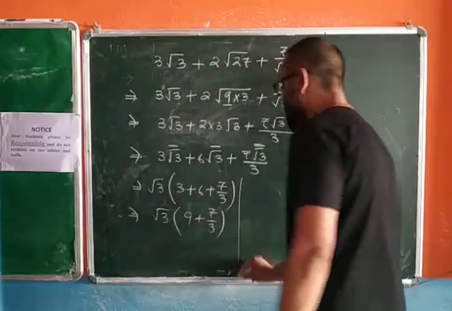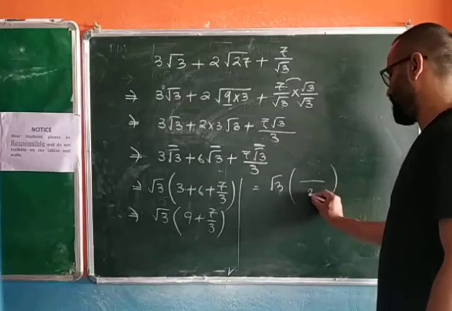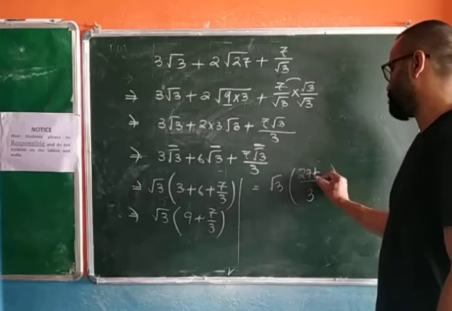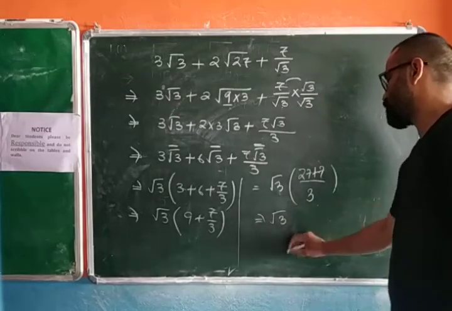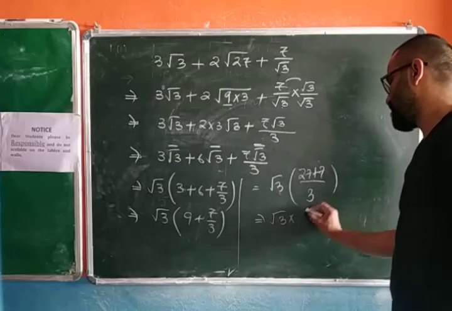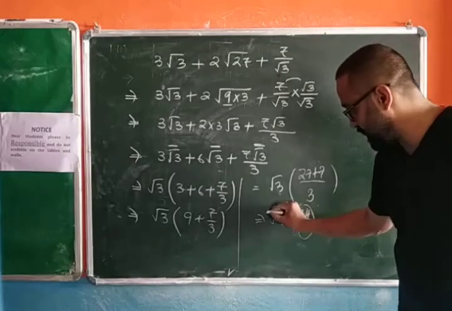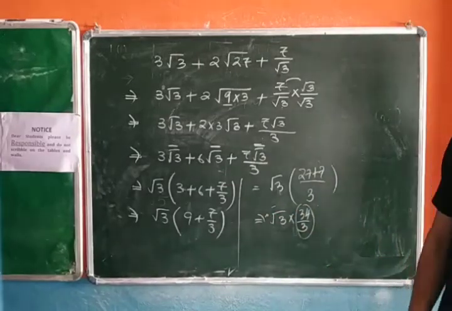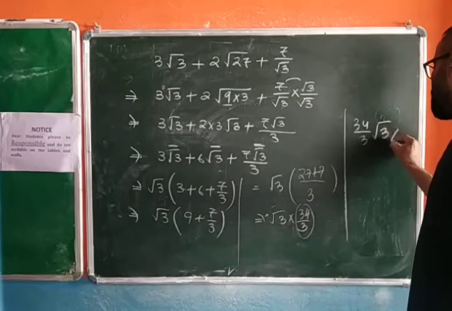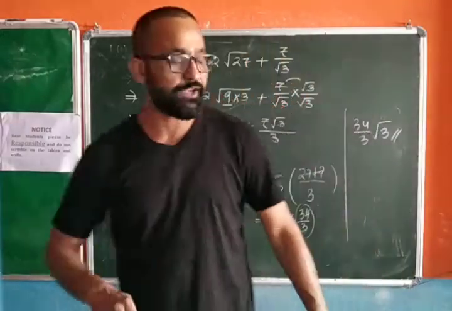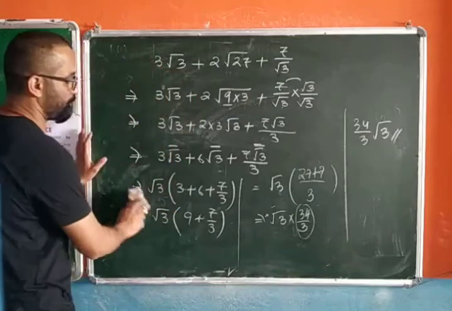Calculation. LCM now. Root 3, LCM is 3. 9 into 3 is 27 plus 7. Root 3 multiplied by root 3, you can write the multiplication as 34 by 3. This number has to be kept in front of the irrational number, that is 34 by 3 root 3 is the answer. Simplification and then calculation. Or you could do it directly from here.